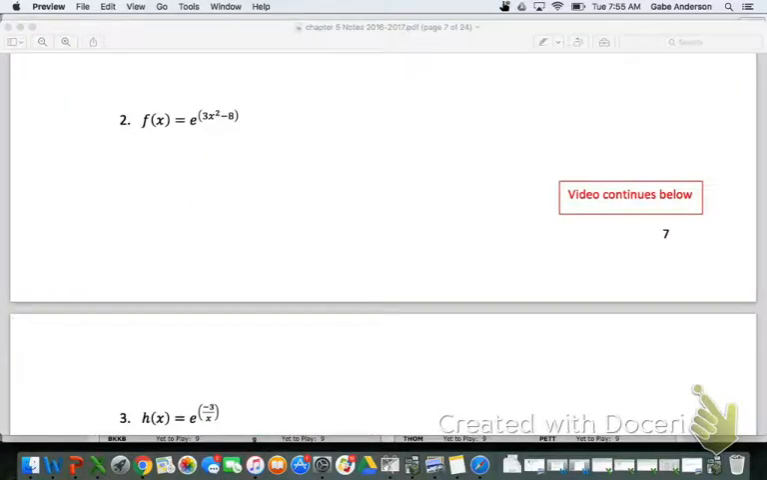With number 2, once again we can see that the exponent is more complex than just a simple x, so we're going to have to use the chain rule version of this. We're differentiating, so f prime of x is equal to e to the exponent. The exponent doesn't change here, so e to the 3x squared minus 8. But then we've got to multiply by the derivative of that inside. The derivative of 3x squared minus 8 is 6x minus 0, or of course, we could just write 6x. And that's it, we're done with that derivative. We're going to skip a little bit ahead here. The video continues down below, so go ahead and jump ahead with me.